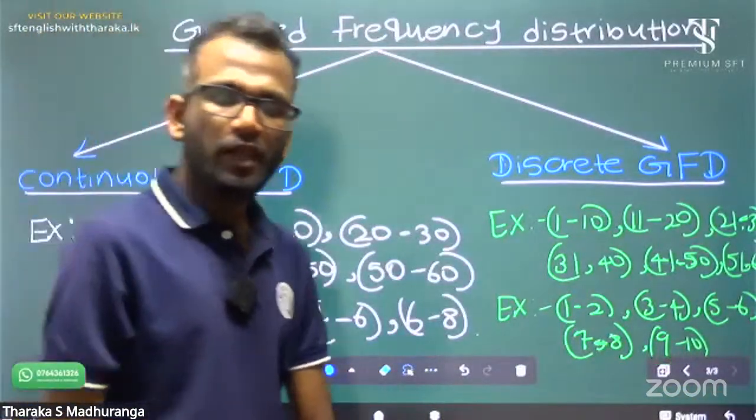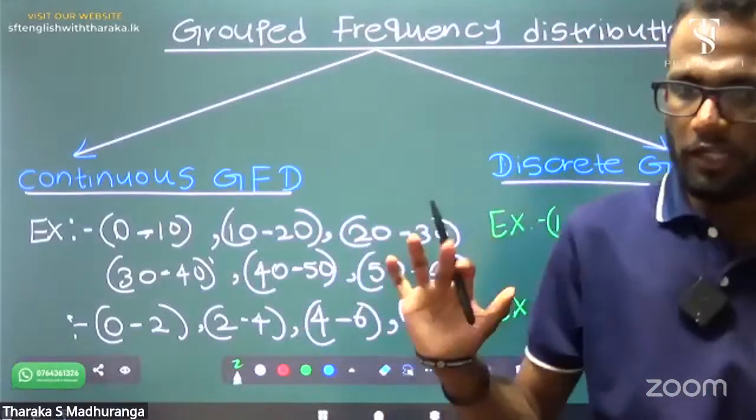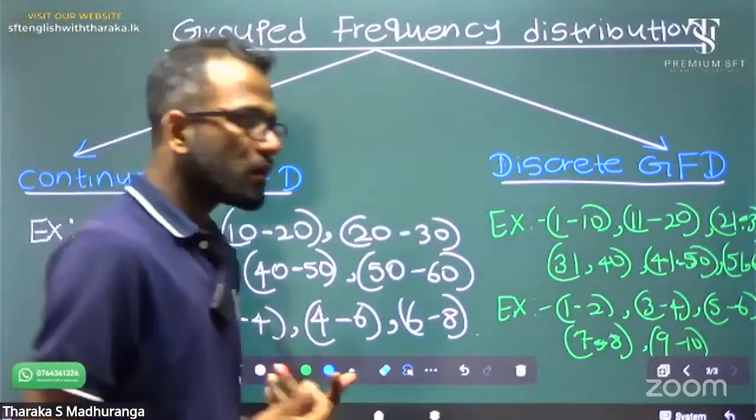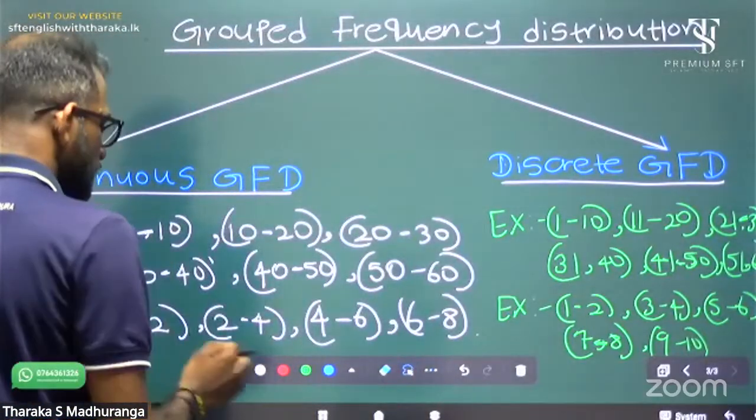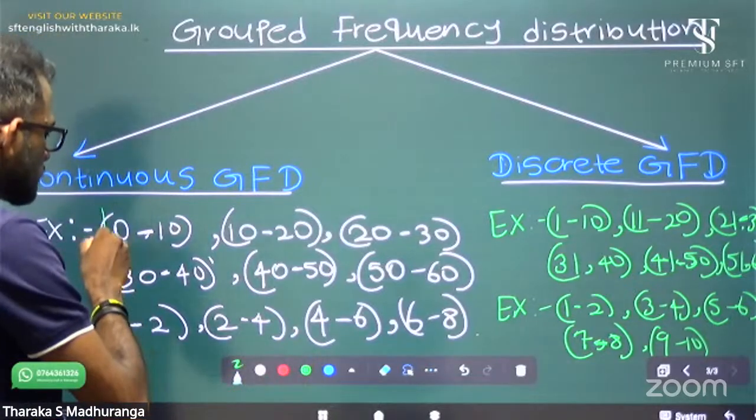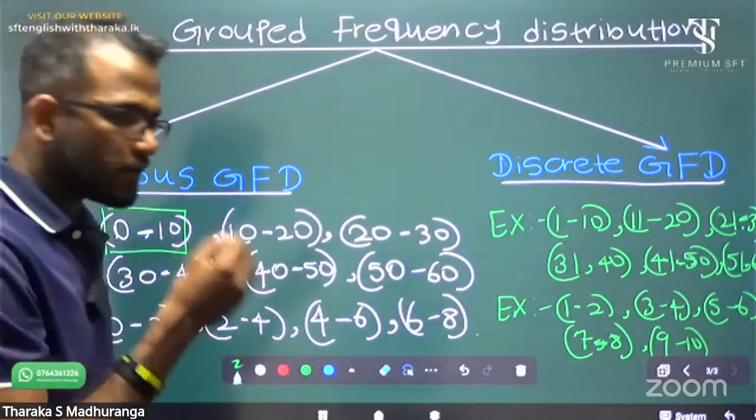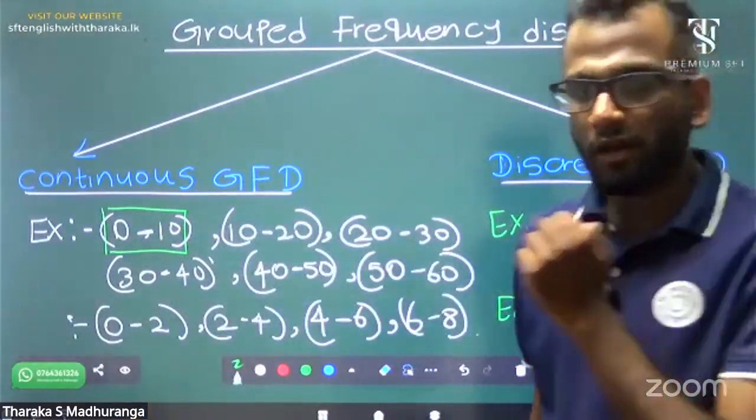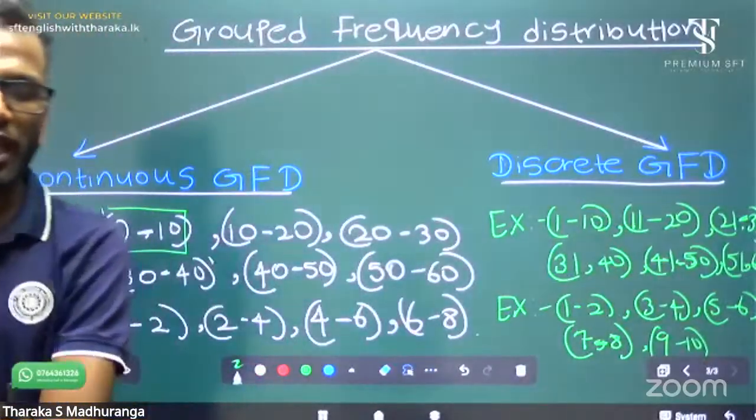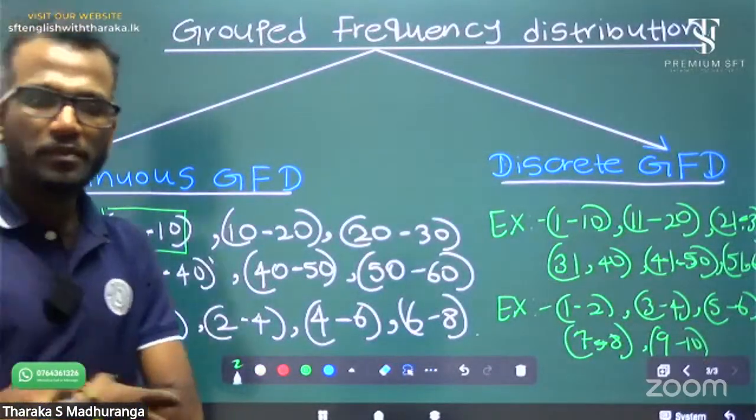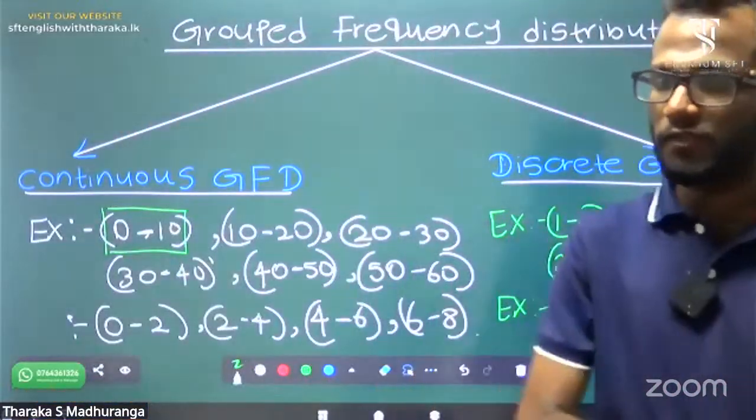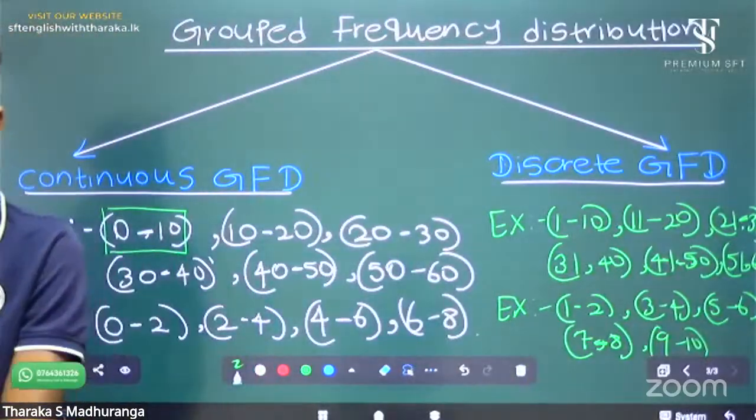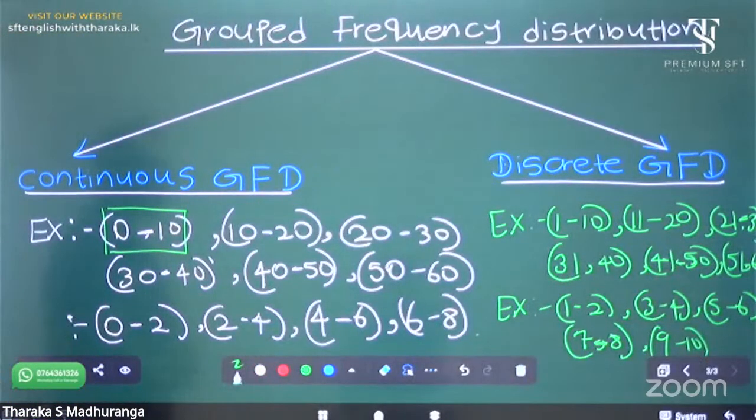Can anyone tell me what is the difference between continuous and discrete group frequency distributions? Before that, we called it a group. 0 to 10 is a group. I'll explain about that. First, understand the difference. What's the main difference between continuous group frequency distribution and discrete group frequency distribution? Fatima, what's the main difference? What's the difference you can identify? Ranga, what's the main difference? Kabir.